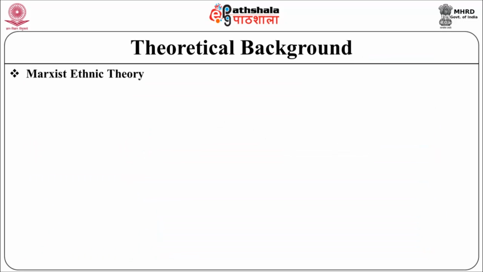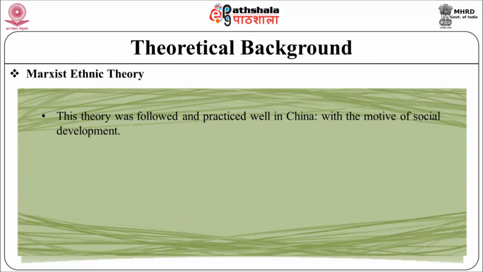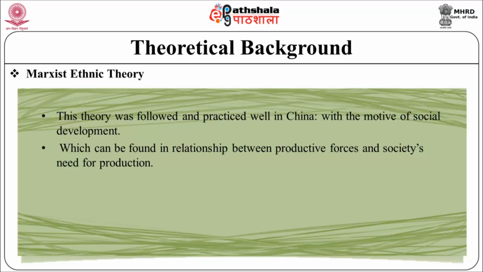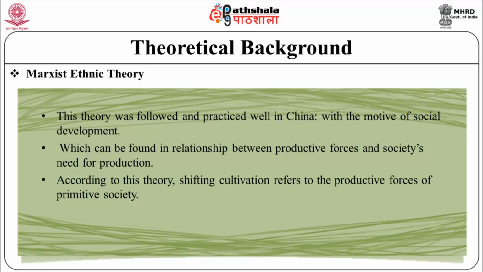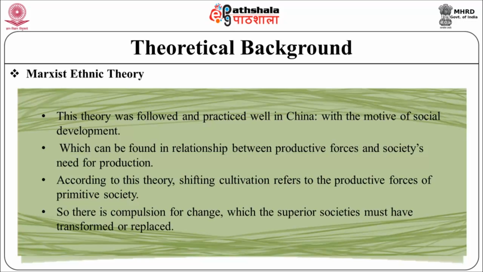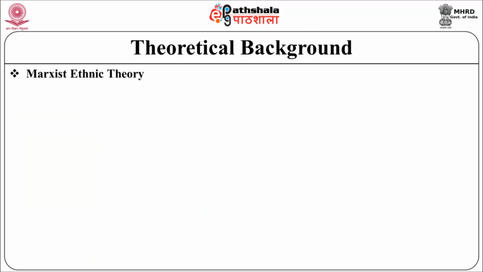Now, let us understand the theoretical background behind this cultivation. The first one is the Marxist ethnic theory. This theory was followed and practiced well in China with the motive of social development, which can be found in the relationship between productive forces and society's need for production. The history of social development reflects 5 kinds of social evolution, among them affecting shifting cultivation. According to them, shifting cultivation refers to the productive forces of primitive society, so there is a compulsion for change, which the superior societies must have transformed or replaced.